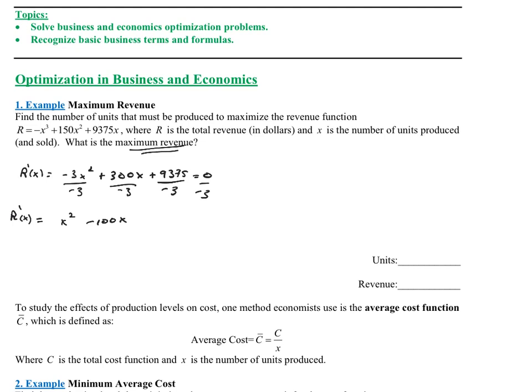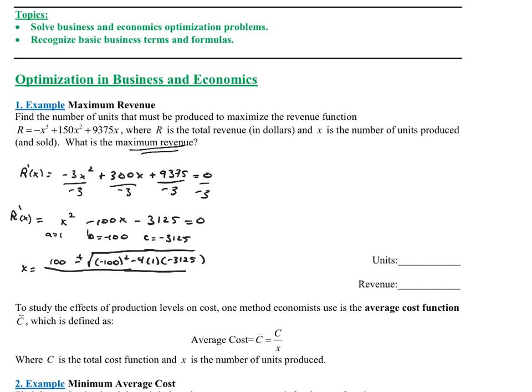9,375 divided by 3 is minus 3,125 equals 0. So that gives me my a is 1, my b is negative 100, my c is negative 3125. I'm going to plug it into the quadratic formula. So here I have x equals negative b, which would be a positive 100, plus or minus the square root of b squared, so negative 100 squared, minus 4 times a, which is 1, times c, which is negative 3125, all over 2a, which would be 2 times 1. I'm going to plug that in right now into my calculator. Please plug it in and simplify.